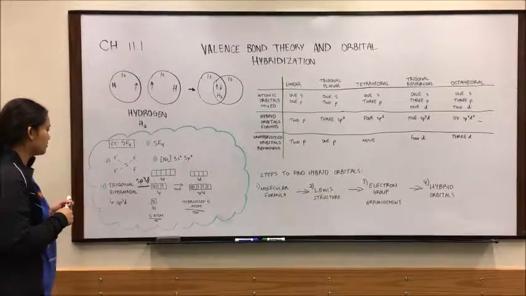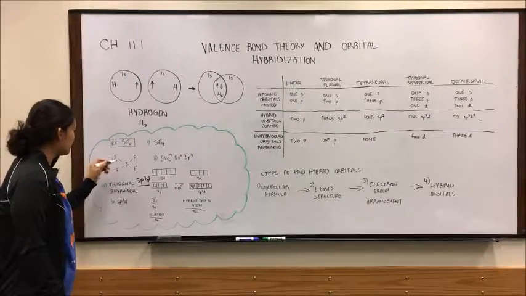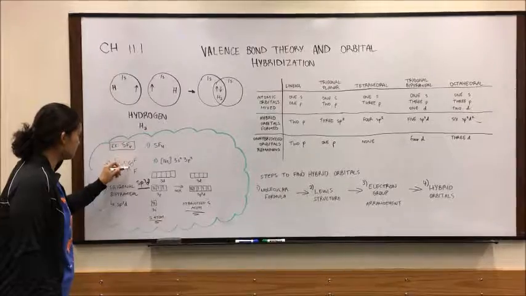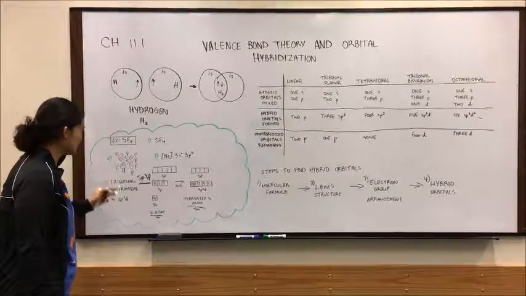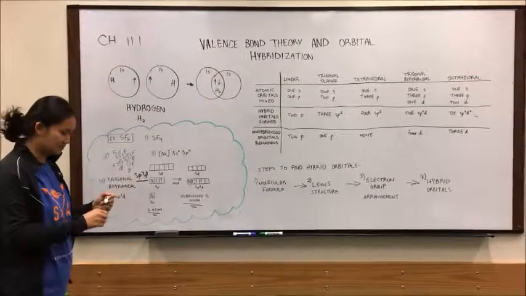And an easier way to do this would be to circle the lone pairs and bonds. So 1, 2, 3, 4, 5: s, p, p, p, d, and you have sp3d.